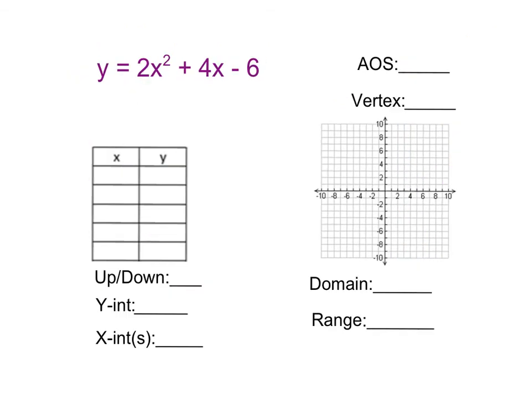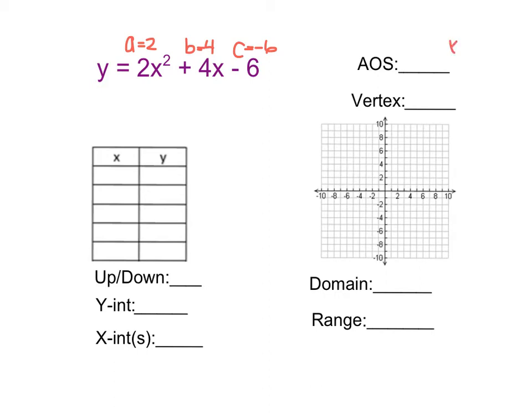At x is 0, y is negative 8. So let's try a second equation here. I can see this is written in standard form, and I can easily identify my a, b, and c values. So I have a is equal to 2, b is equal to 4, and c is equal to negative 6. So I start off this process by finding my axis of symmetry for the graph, so I can start to see where it's going to be centered.